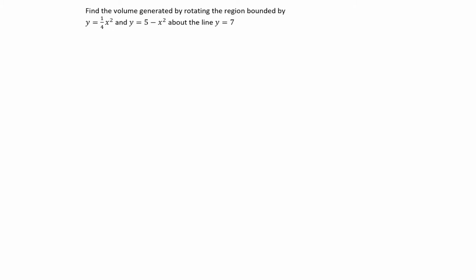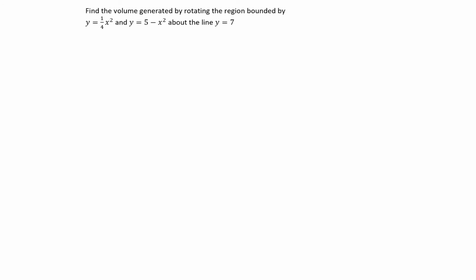This time we're going to find the volume of a solid by revolution, and we're going to use the disk method. The question is saying, find the volume generated by rotating the region bounded by y equals 1/4 x squared and y equals 5 minus x squared about the line y equals 7.